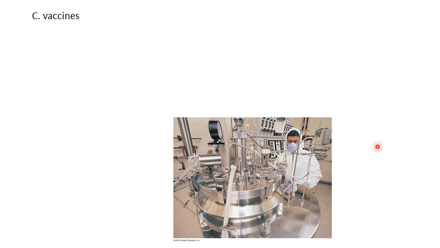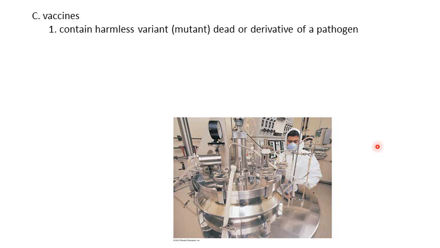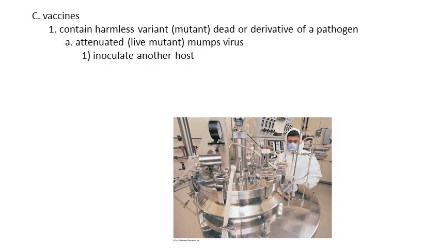Now, DNA technology has also aided the production of vaccines, because in vaccines oftentimes what we have is a harmless variant, a mutant of the antigen, or even a dead antigen, or a derivative of a pathogen. Now in the case of the mumps virus, what is used is an attenuated, in other words a live mutant mumps virus, in the vaccine for vaccinating against mumps.